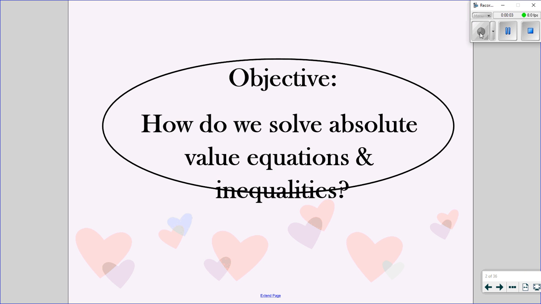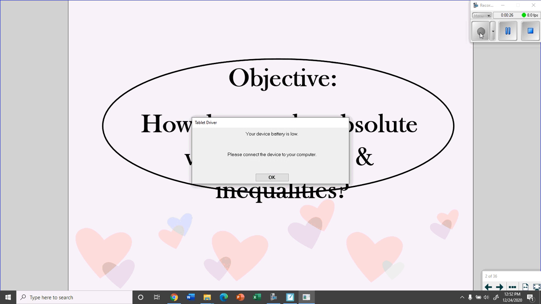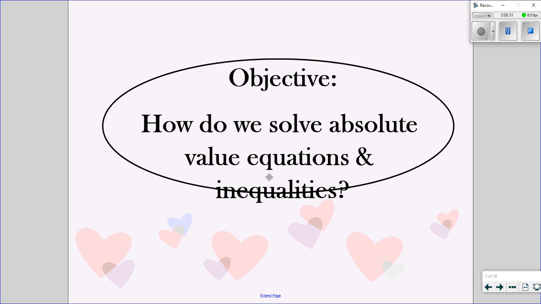Today's lesson will be dealing with absolute value inequalities. The objective is how do we solve absolute value equations and inequalities. We've already done absolute value equations previously in the previous unit, previous lessons, but this is going to be a refresher course, so that way you know what the rules are before we do the inequalities. All right, so let's start.